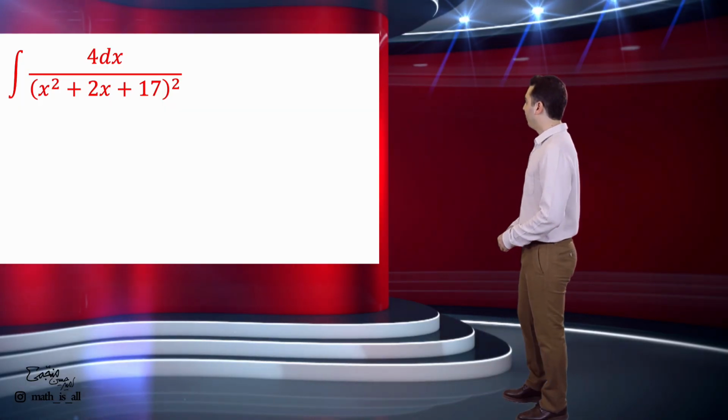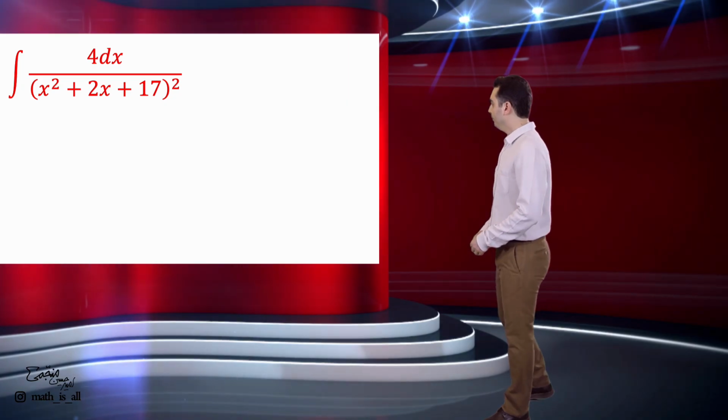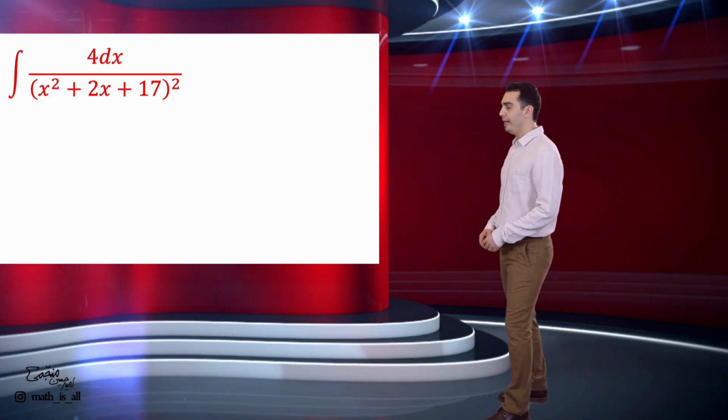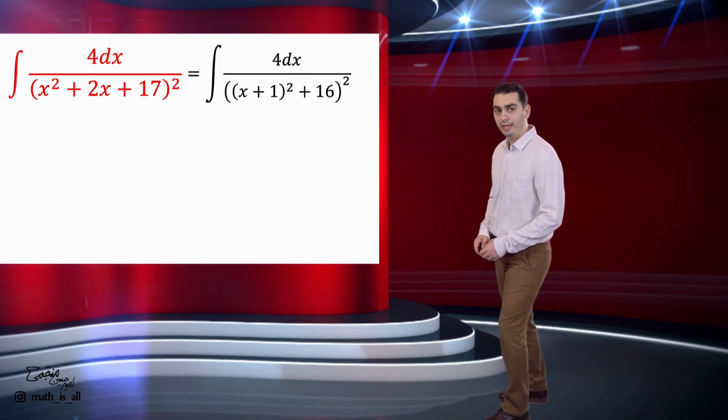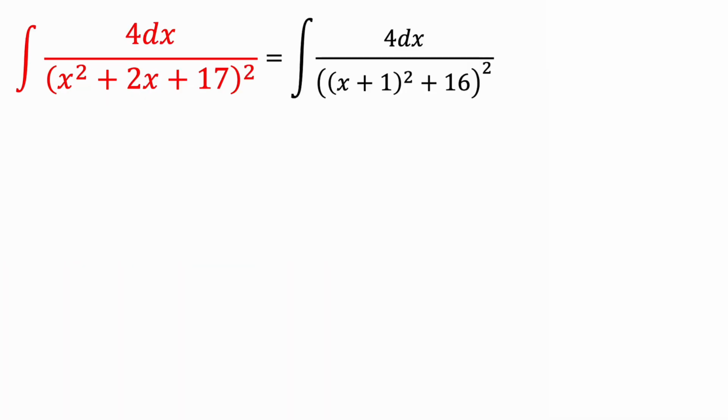Well, I hope you all have done what was needed. If you complete the square inside the parentheses, you will have x plus 1 squared plus 16, and all of it squared. Now, what type is this exactly? It's the form a squared plus x squared. So, what do we get then?